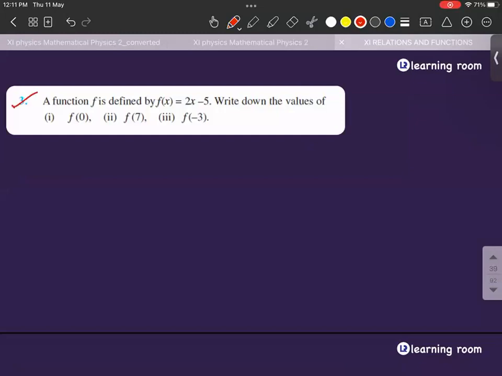A function f defined by f of x is equal to x minus 5. Write down the values. f of 0 is minus 5. f of 7 is 2. f of minus 3 is minus 8.